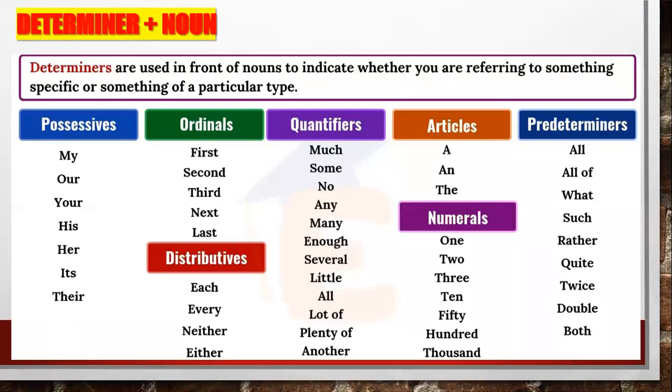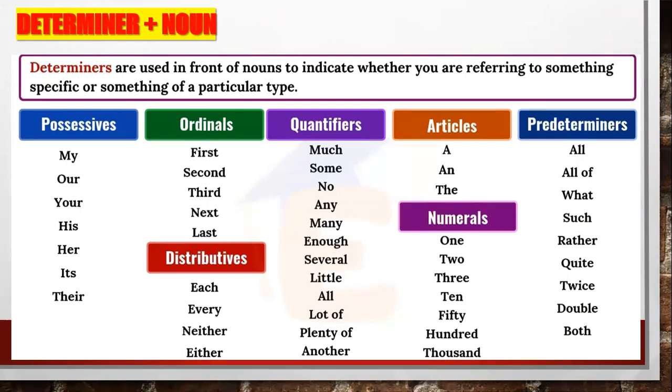And we have here a list of the modifier determiners. Possessives: my, our, your, his, her, its, their. Ordinals: first, second, third, next, last. Distributives: each, every, neither, either. Quantifiers: much, some, no, any, many, enough, several, little, all, a lot of, plenty of, another. So these are the quantifiers.